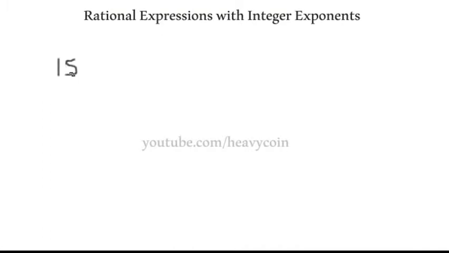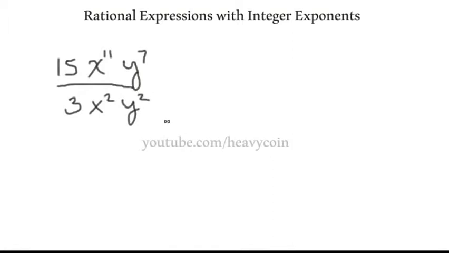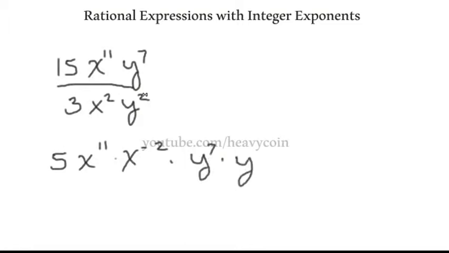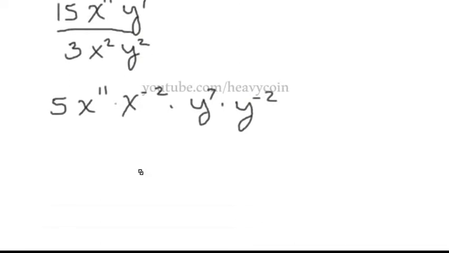So let's say we had 15 x to the 11th and y to the 7th, and that's all over 3 x squared y squared. So I'm going to rewrite this. First off, 3 goes into 15 5 times, so let's just get that out of the way. Bring this x squared to the top, so that becomes x to the negative 2. Y to the 7th times, bring this y squared to the top, so it becomes y to the negative 2. Now we add our exponents.